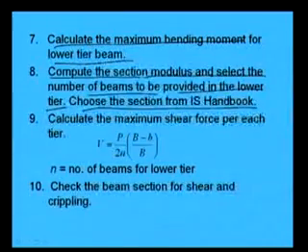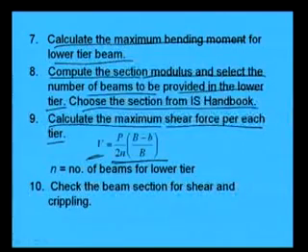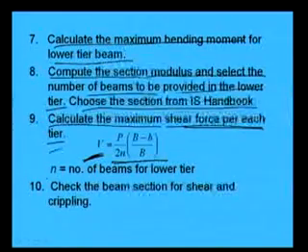For upper tier whatever we have done, in the same way we will do for lower tier, right, and we will calculate the maximum shear force per each tier. That will be again V is equal to P by 2n into B minus b by B as per the formula, right. So, we can find out the maximum shear force per each tier, that will be P by 2n into B minus b by B, where n is equal to number of beams per lower tier.